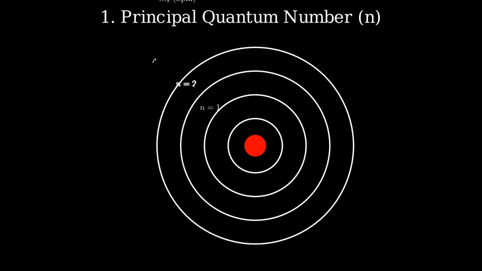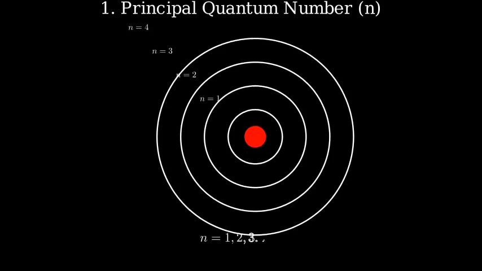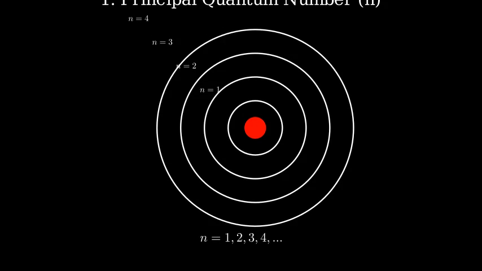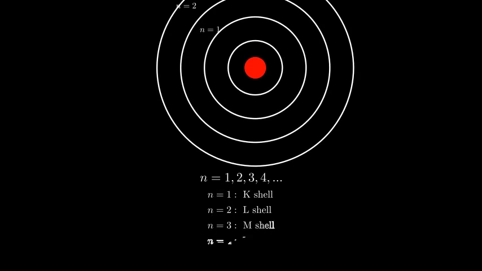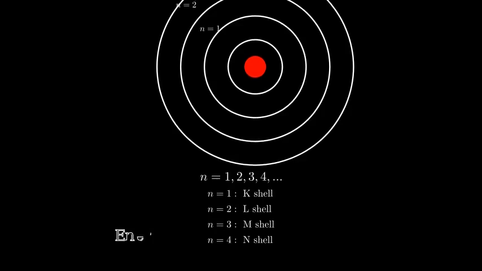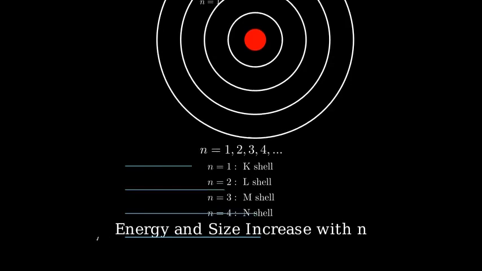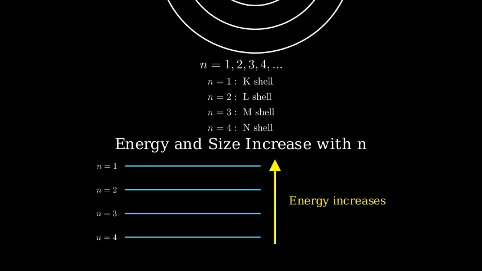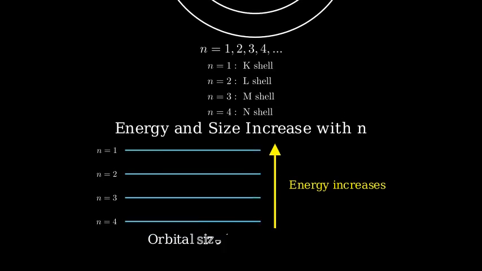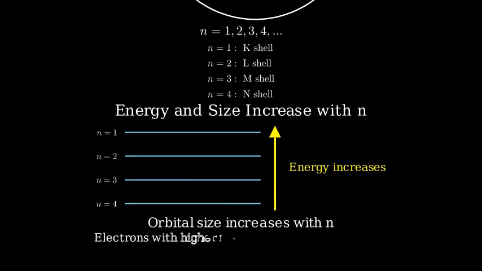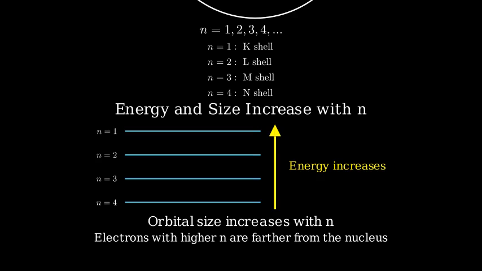This number tells us which main energy level or shell the electron occupies. It can take positive integer values starting from 1. These correspond to the K, L, M, and N shells you might have heard of. As the principal quantum number increases, both the energy of the electron and the size of the orbital increase. This means electrons with higher n values are generally farther from the nucleus and have higher energy.